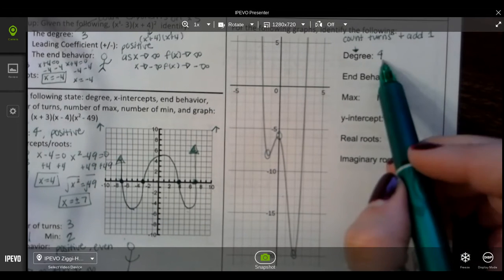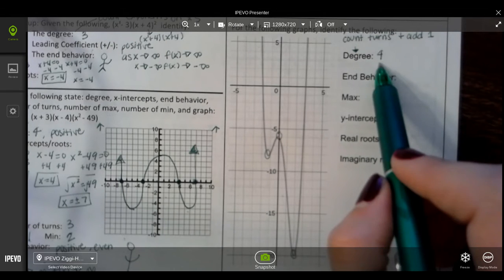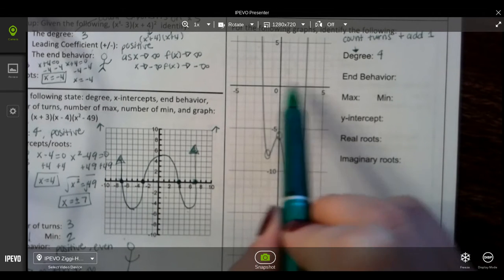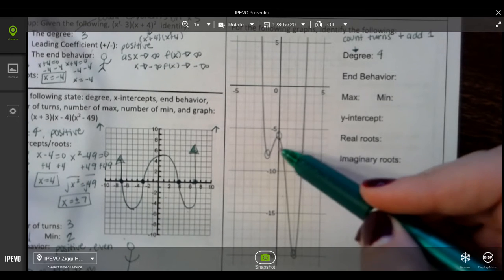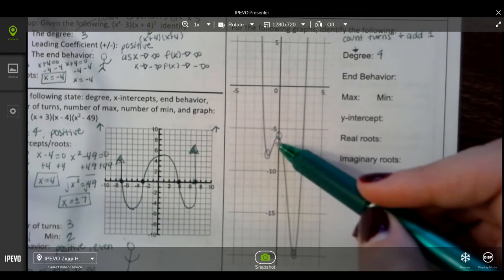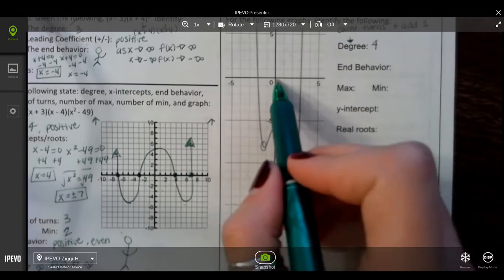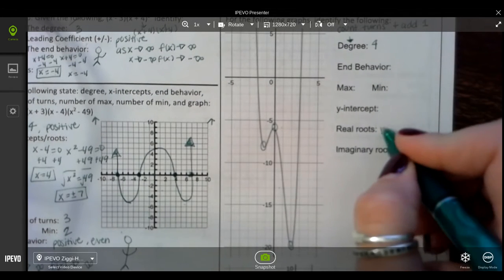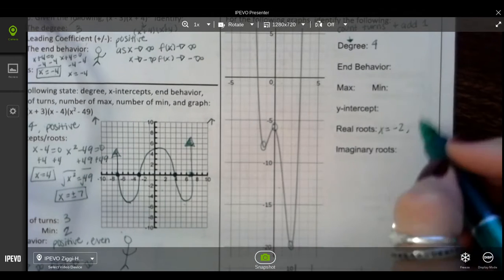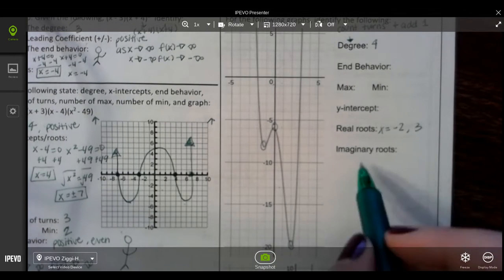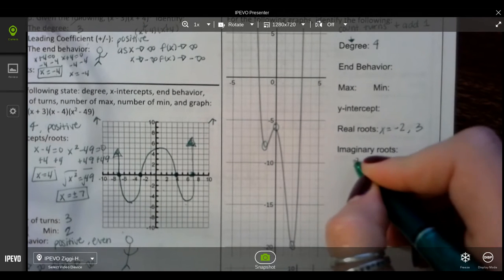If I'm a degree 4, technically that tells me I have max of 4 roots, right? But I'm only crossing the x-axis twice. So that means this turn right here gave me imaginary roots. So let's go ahead and write those down. What are our real roots? Well, I'm at negative 1, 2. So x equals negative 2. And at 1, 2, 3, positive 3. How many imaginary roots do we have? I just want you to identify we have 2 imaginary roots.